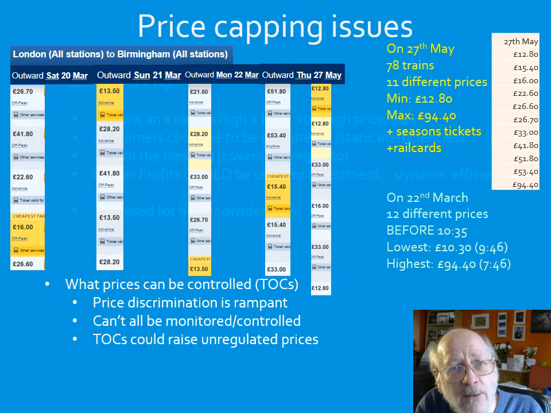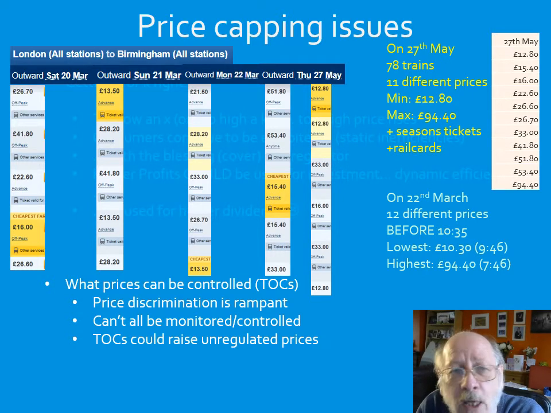There's another issue that particularly affects rail, and that is price discrimination, because you cannot control every single price. So they have a limited range of prices that they can adopt. Now, I just looked, because I'm a sado, at one particular line from London to Birmingham over 4 dates: Saturday the 20th of March 2021, Sunday, Monday the March 22nd, and moved on a couple of months to Thursday the 27th of May. Now, on the 27th of May, I discovered that there were 78 trains going from London to Birmingham. We can't control all of those, and they were setting 11 different prices that ranged from £12.80 to £94.40.